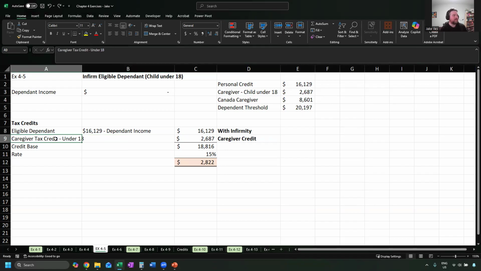Eligible dependent plus the caregiver tax credit, our total base is 18,816 times 15%. Jacob is reducing his taxes by $2,822 thanks to his daughter.